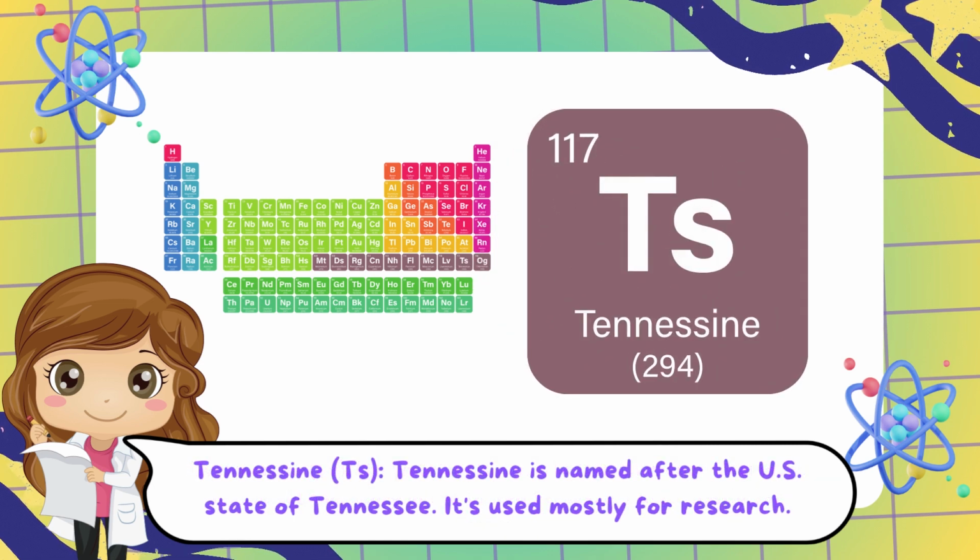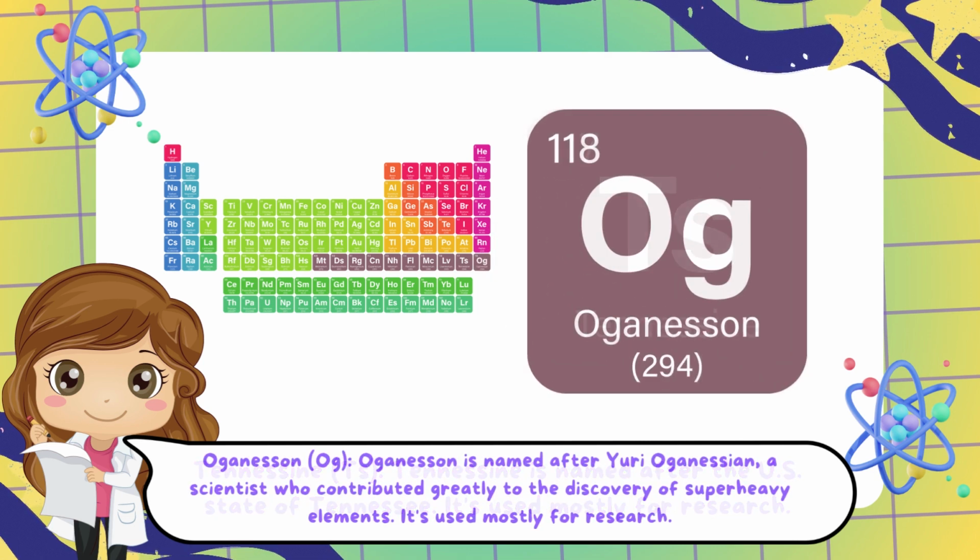Tennessine, Ts. Tennessine is named after the U.S. state of Tennessee. It's used mostly for research. Oganesson, Og. Oganesson is named after Yuri Oganessian, a scientist who contributed greatly to the discovery of superheavy elements. It's used mostly for research.